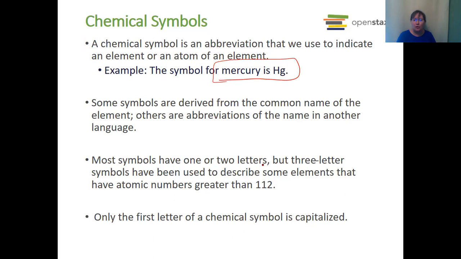Most symbols have 1 or 2 letters. Some of the smaller ones have 1, but 3-letter symbols have been used to describe some of the elements that have atomic numbers greater than 112. We aren't going to be dealing really with those massive elements, mainly because they're not something that exists in nature. They've been made in a laboratory and they're not useful in terms of actual chemistry. Outside of nuclear chemistry, they're not useful because they don't exist in nature.